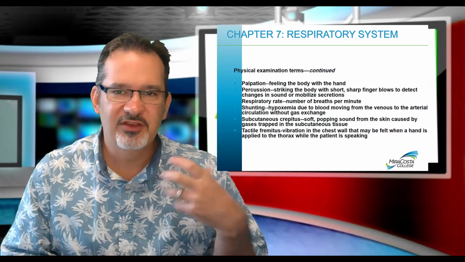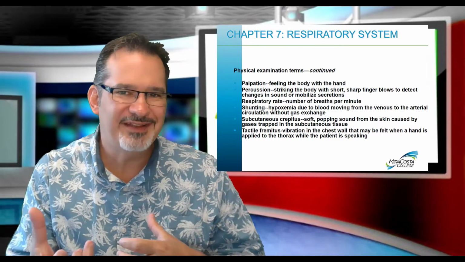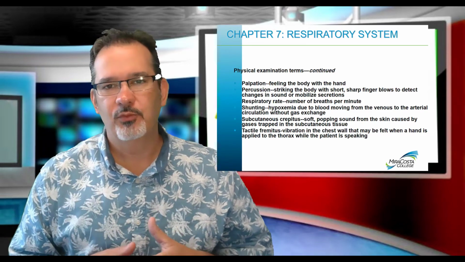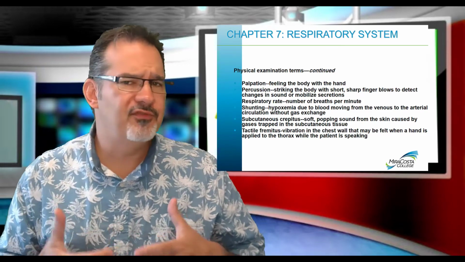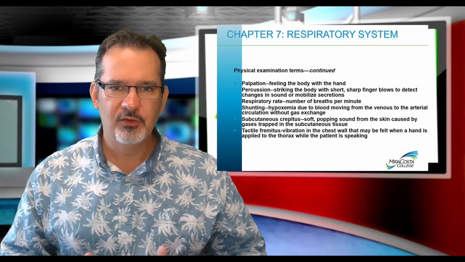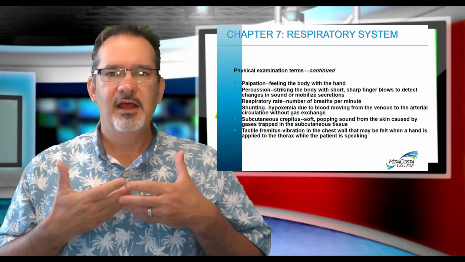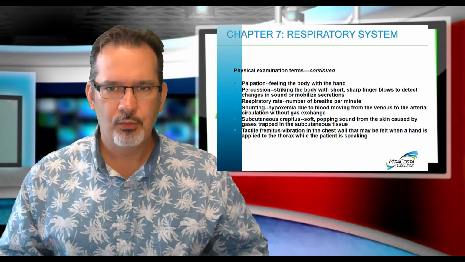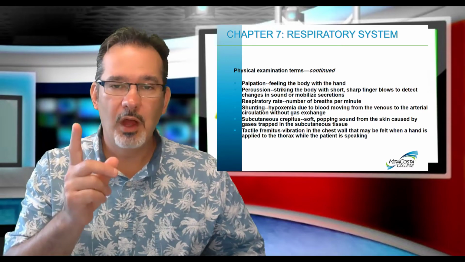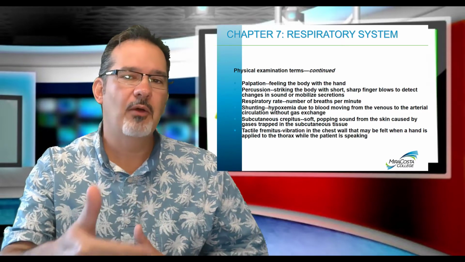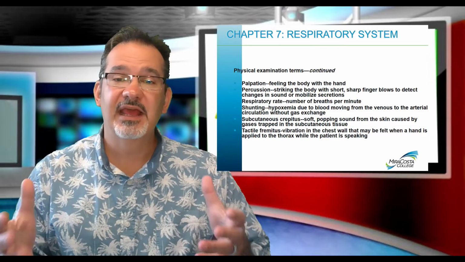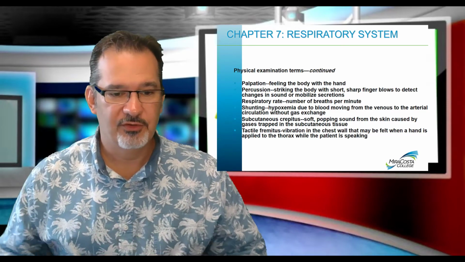Normal in adults is typically 12 to 20 respirations within a minute. And a full respiration is a full inhale to a full exhale. One respiration. We count those for a full minute. And again, for adults, 12 to 20 is considered normal.